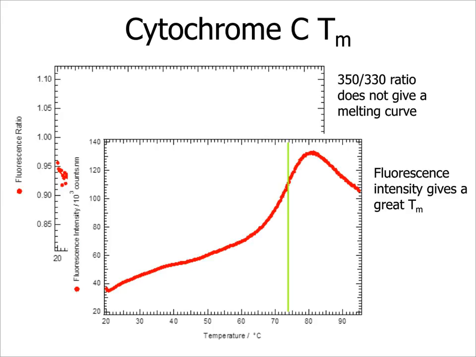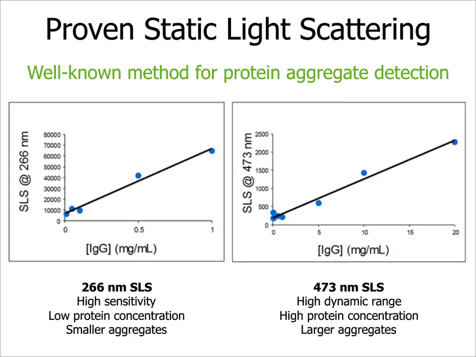With static light scattering in the system, this is a proven, well-characterized way of characterizing protein aggregate detection. We have two lasers to look at static light scattering. We have a 266 nanometer laser, which is primarily there to excite the intrinsic fluorescence of the protein, but also at low concentrations is useful characterizing very small aggregates, low protein concentrations, and it's very highly sensitive.